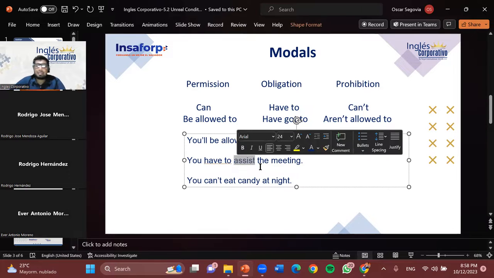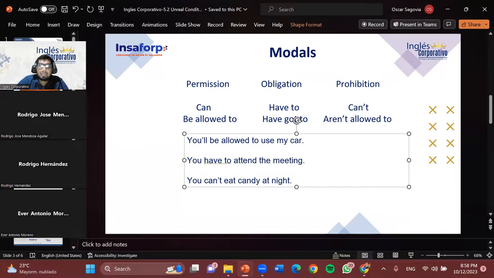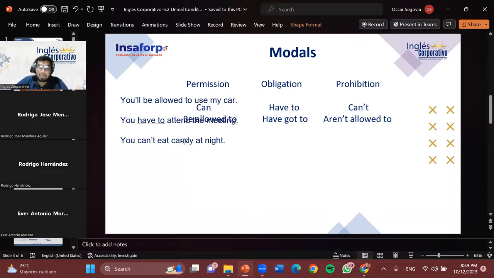Ahora, el único detalle aquí es que existe una pequeña diferencia entre la palabra assist y esta, attend. Sí. En español entendemos asistir como estar presente. En cambio, atender como prestar el servicio, ¿verdad? De atención a alguien. En inglés se utiliza al contrario. Assist es ayudar a alguien, ¿sí? Por ejemplo, en el caso de asistencias como en los deportes. Y attend es el hecho de estar presente en un lugar. Entonces, you have to attend the meeting sería el verbo más apropiado. Al contrario de utilizar assist, ¿sí? Assist puede ser utilizado, como les digo, en el momento que ustedes ayudan a alguien más. And then we have, you can't eat candy at night. Very good. Those are great, great examples.